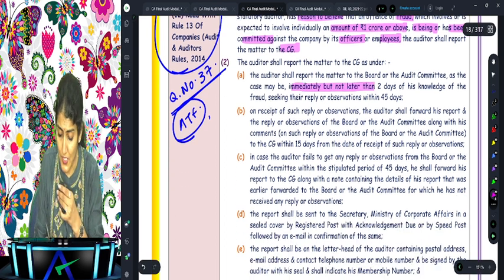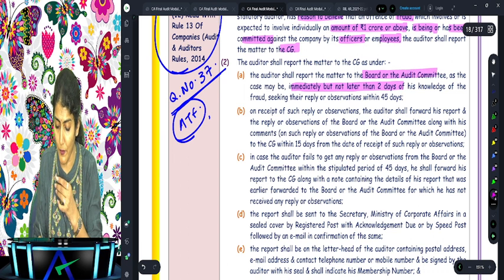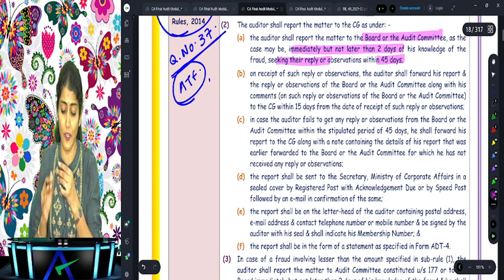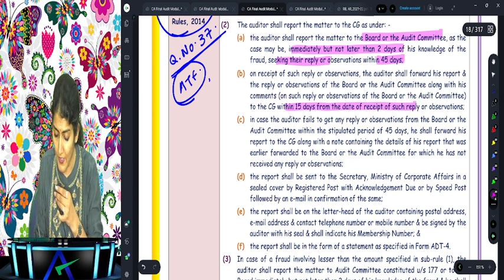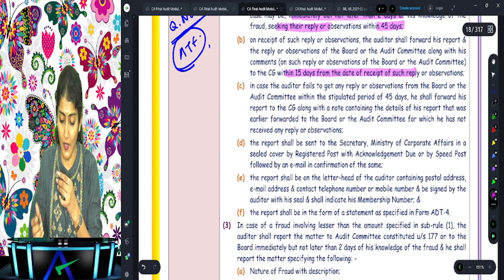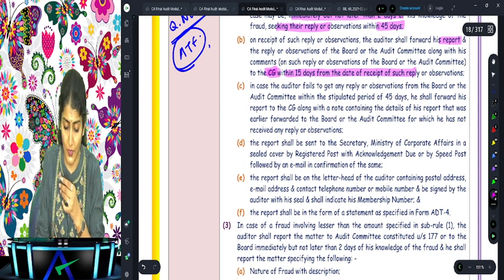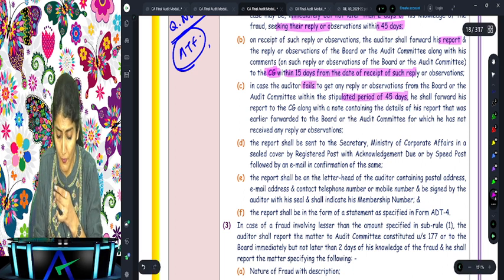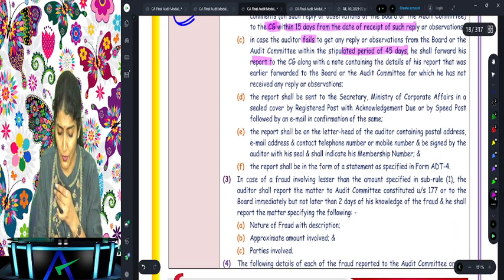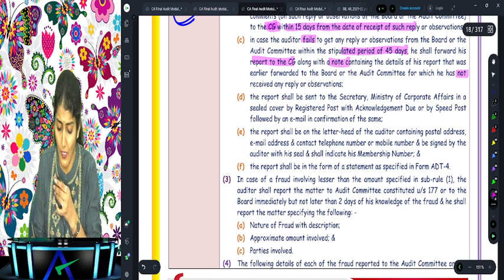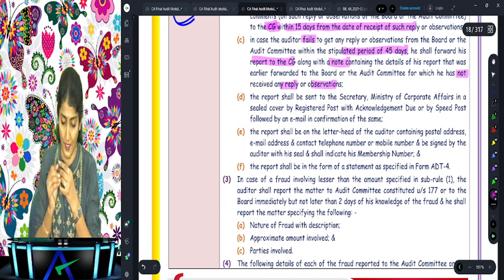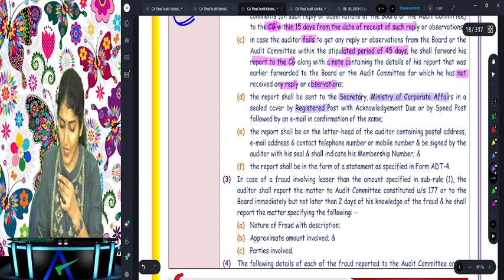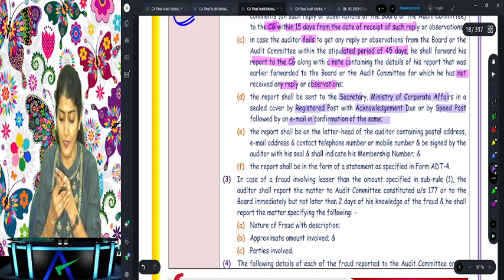What does it say? The auditor, immediately but not later than 2 days, needs to report the matter to the audit committee, board of directors, and seek their reply or observation within 45 days. If they reply, then within 15 days from the date of reply, you need to report it to the CG. And if they don't reply, then within 15 days after the expiry of the 45 days, you report the fraud to the CG along with a note that there has been no reply of the audit committee board of directors. The letter has to be addressed to the Secretary, Ministry of Corporate Affairs, by RPAD or by speed post, followed by an email confirmation.